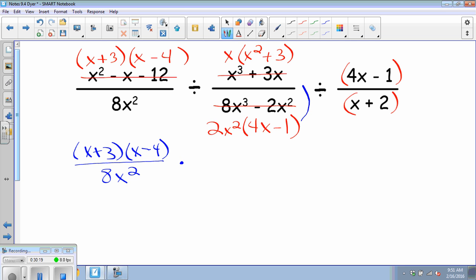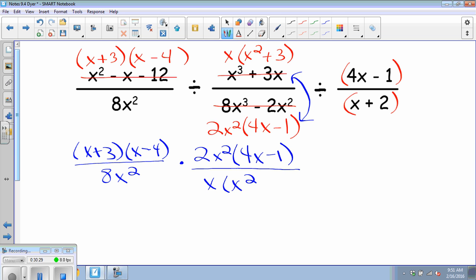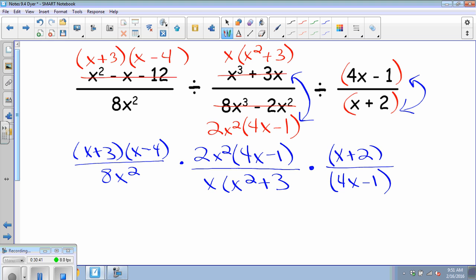Times. Now we need to flip this. So 2x squared over 4x minus 1 over x times x squared plus 3. Times. We need to flip this one. X plus 2 over 4x minus 1. Because it's division. You have to flip whatever's after the division sign. Oh, thank you. Gotta close the door. Can't leave it open. Okay.